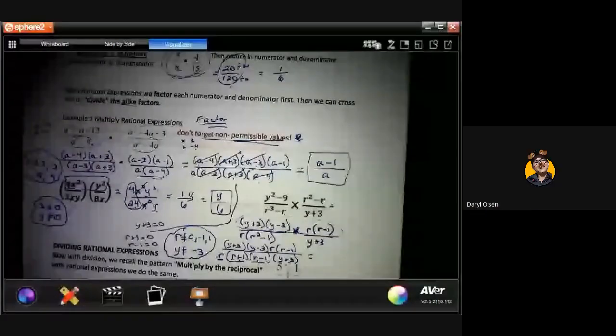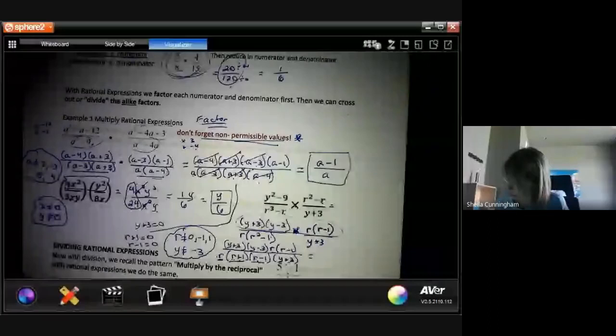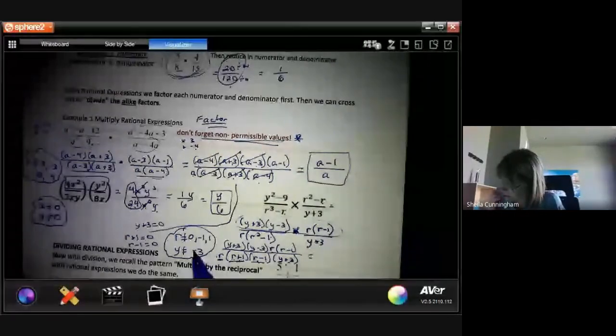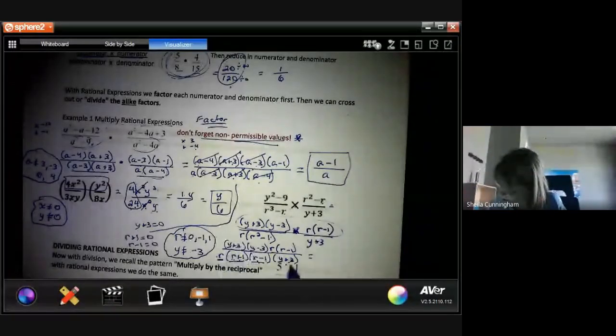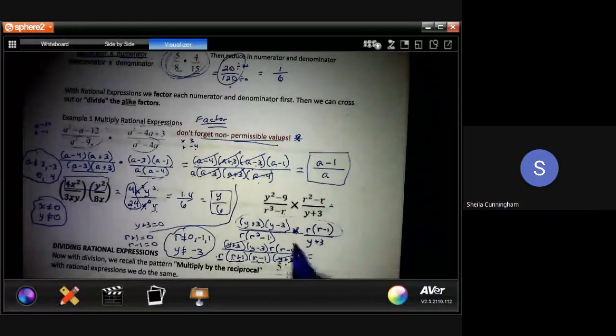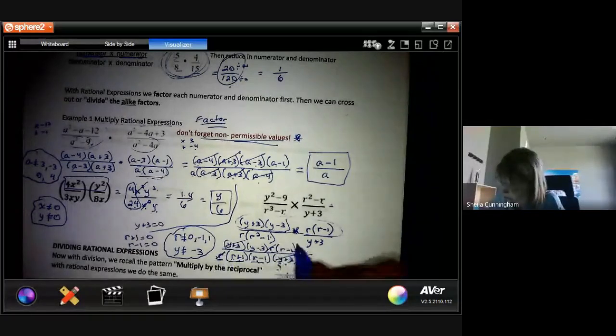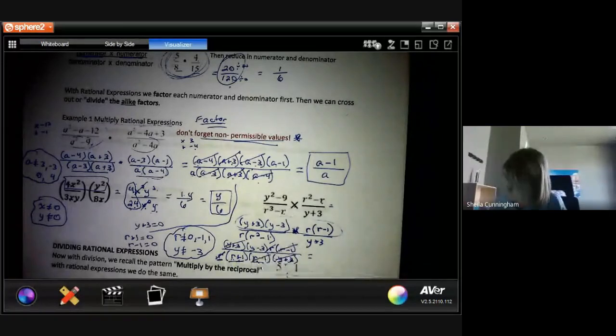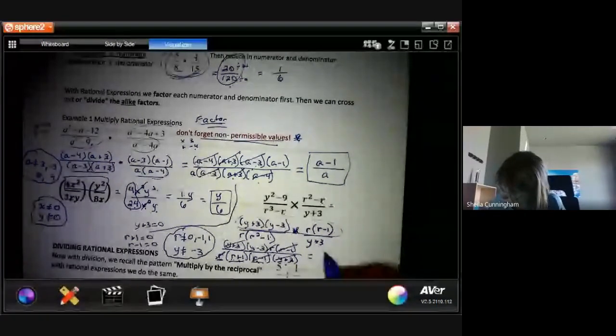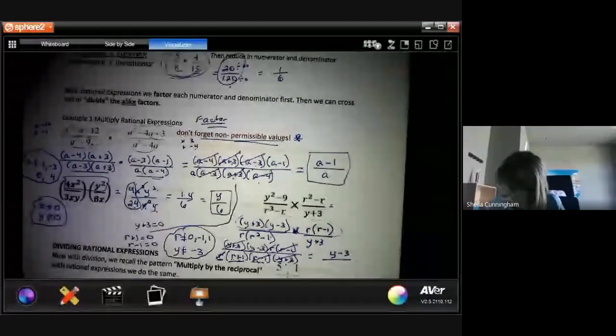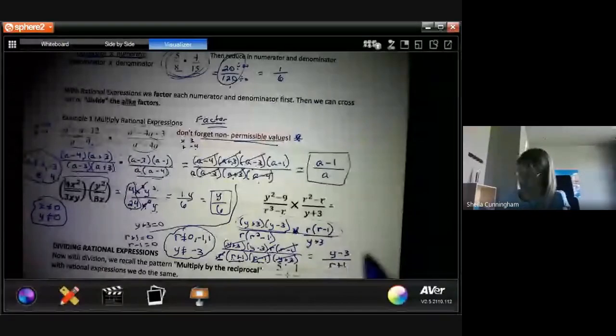Yeah. So now, once you've figured out your non-permissibles and shown it all being multiplied, you do any canceling that you can. In this case, I have a y plus 3 on the top and also on the bottom, so I can cancel those out. I've got an r in the top and the bottom, so I can cancel those out. I've got an r minus 1 and an r minus 1 that can cancel out. What I am left with is a y minus 3 on the top and an r plus 1 on the bottom. And that is my resulting answer.